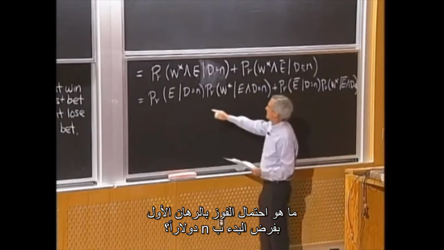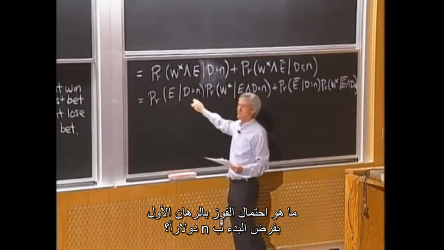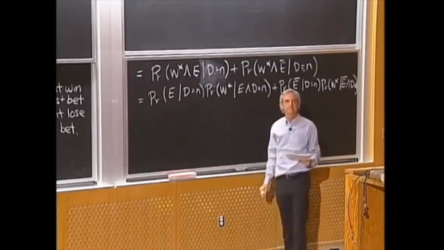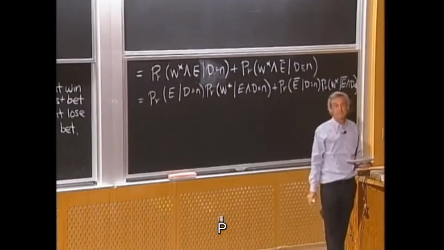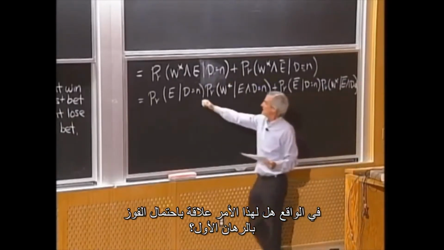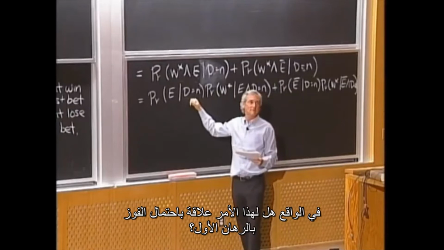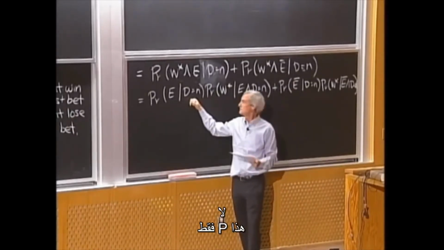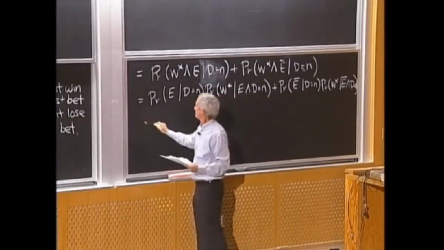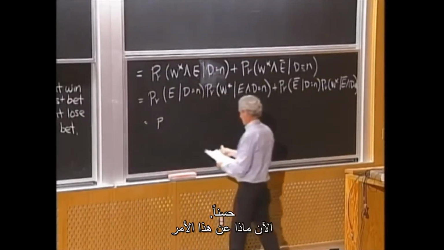What's the probability of winning the first bet given that you started with n dollars? P. In fact, does this have anything to do with the probability of winning the first bet? No. This is just P.